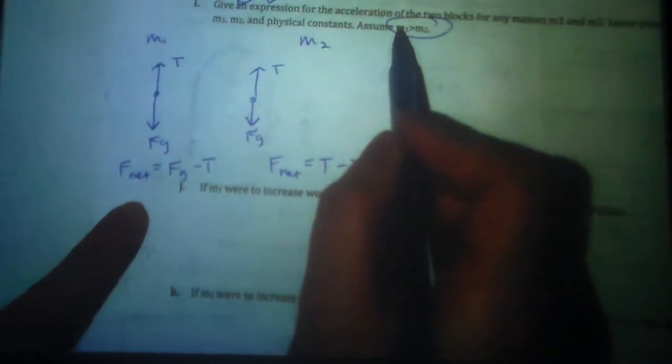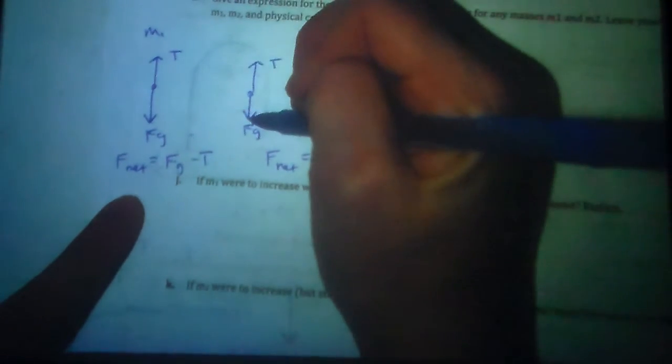For our free body diagram, I definitely have force of gravity pulling down, and I still have tension pulling up on both of these guys. What's different now is that M1 is greater. So for M1, I have the greater force of gravity. So if this is the bigger mass, this guy will accelerate down, and this guy will accelerate up, which means tension is greater than this force of gravity, but this force of gravity is greater than this tension. And this is the same string, so it's the same tension T.